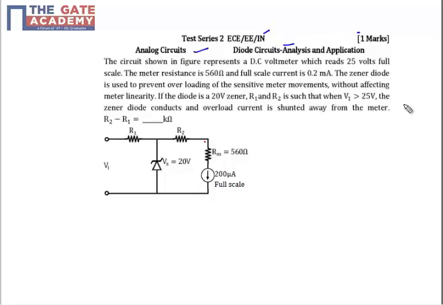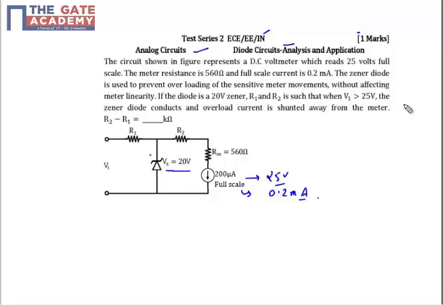So in the circuit you can see that a Zener diode based circuit is given to us. The question says that we have one DC voltmeter deflection coil which reads a maximum of 25 volt in the full scale, and the current through this voltmeter can be at most 0.2 milliampere. We have attached one Zener diode in parallel to this combination, just to prevent any overloading of the current, because we don't want our deflection coil to be burned out.